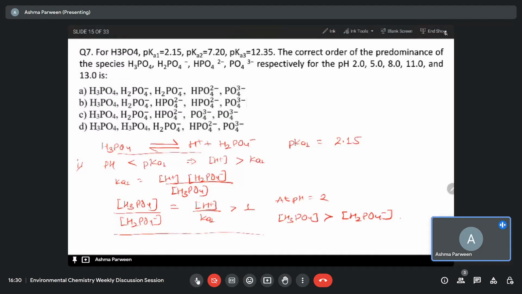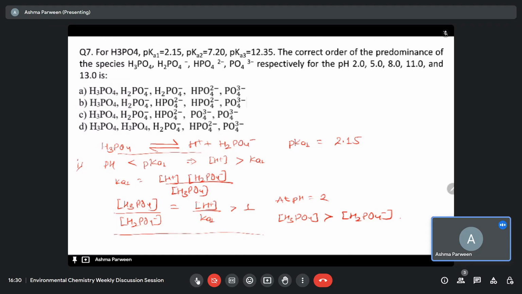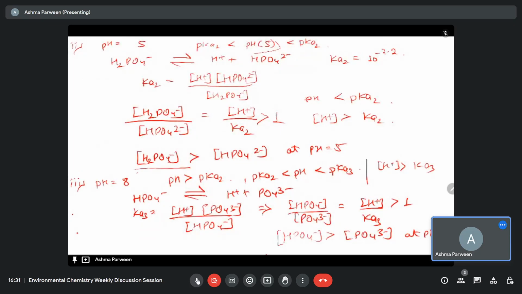So we have to find out the dominant species at pH 2, 5, 8. Next we have to find out at 11. Also we have used that pH is less than pKa3. We can use the relation that pH is greater than pKa2. That's why there will be a relation between HPO4 2 minus and PO4 3 minus. H2PO4 minus will not be the dominant form at pH 8.